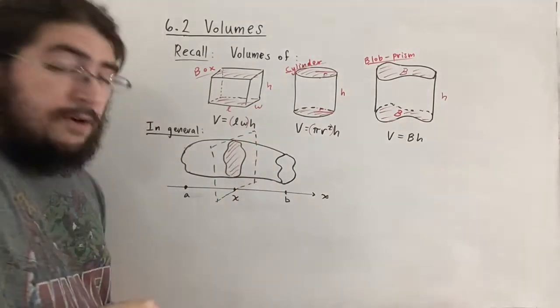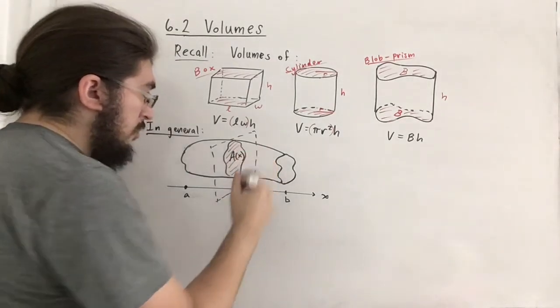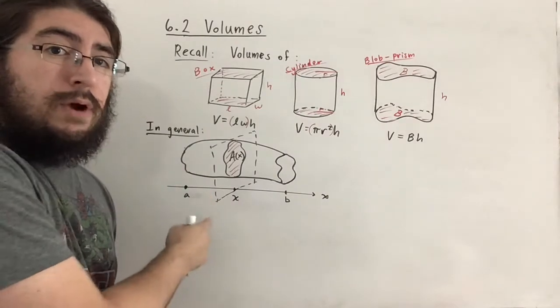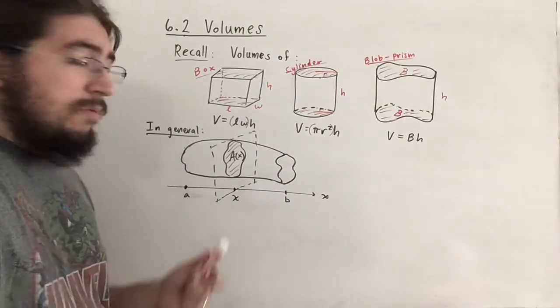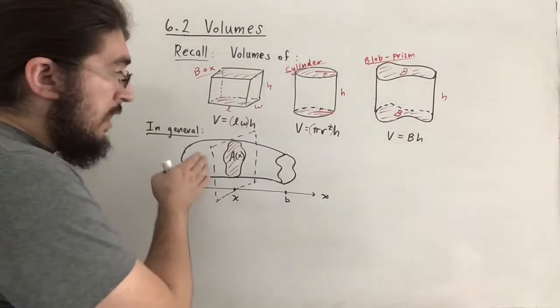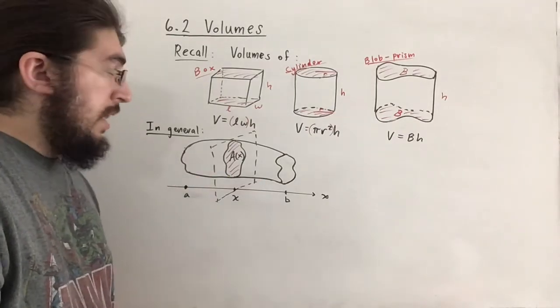And we can call this area A of x. So this is the cross-sectional area at the point x. So it's A of x. So if we can find the area, if we basically have a formula for the area at each value of x, then we can essentially construct an integral.